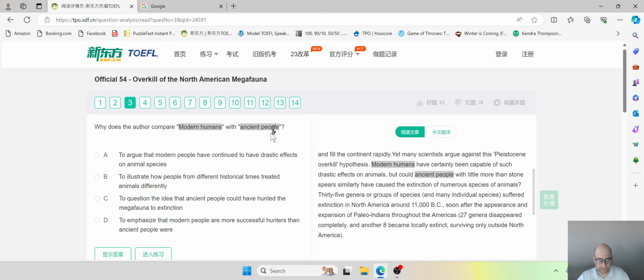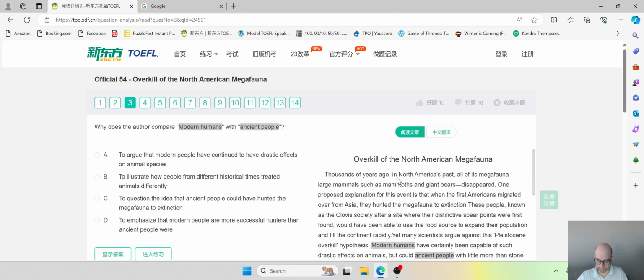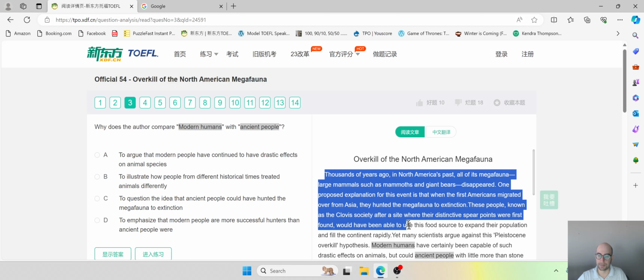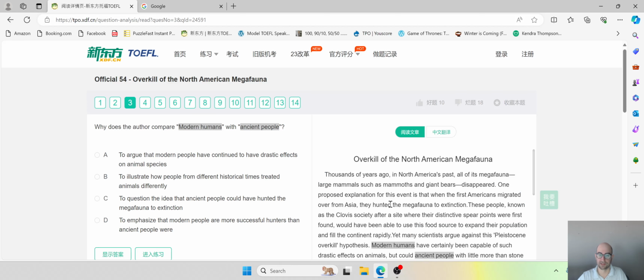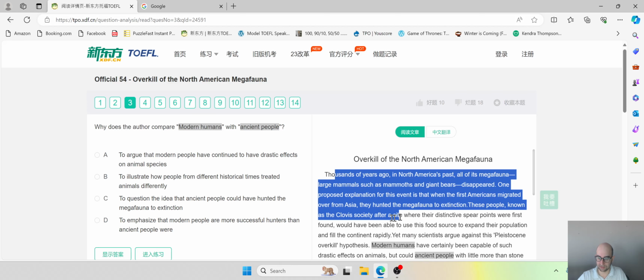Okay, so let's take a look at it. First of all, when you approach these, you want to pay attention to what the question is asking you, like why is he comparing modern humans with ancient people. Pay attention to the highlighted phrases themselves. And now what you want to do is always start reading from the top of the paragraph so you can get more context, more insight about what's going on here, because it's going to be somewhat closely related to the main point of this paragraph as well. So skim this part a little fast.